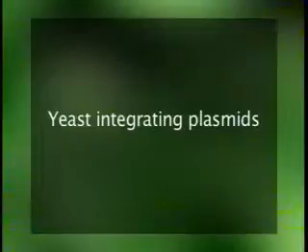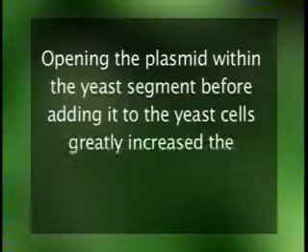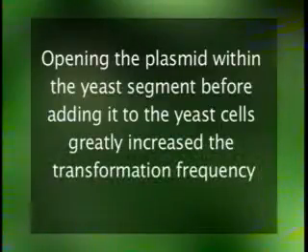Yeast integrating plasmids. These are not actual yeast plasmid vectors because they are unable to replicate within a yeast cell without integration into a chromosome. Such vectors contain a yeast marker as the only addition to the bacterial plasmid. An important development in the use of these vectors has been the observation that opening the plasmid within the yeast segment before adding it to the yeast cells greatly increases the transformation frequency.